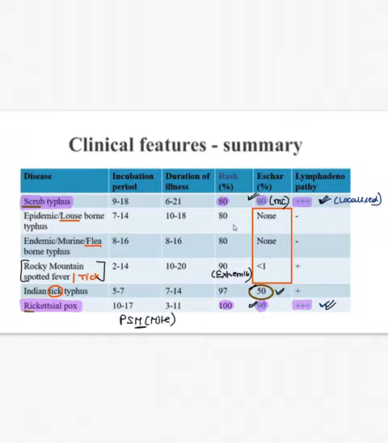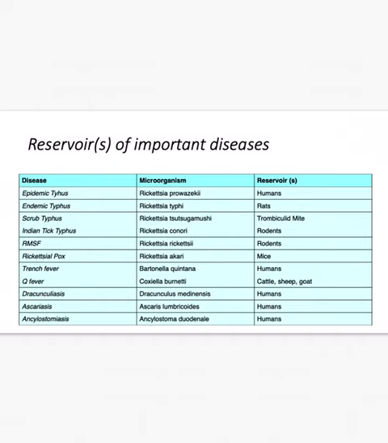So see, here I have come to a table where the reservoir and the most important things have been listed. Epidemic typhus, recall, guys, epidemic is prowazekii. Endemic, men wear a tie, N, that is murine, that is typhi. Scrub typhus is tsutsugamushi. See, India has a corona, that is conorii. Rocky Mountain, one cannot climb if you have rickets, that is rickettsii. See, pox is, pack a box of bag, that is akari. Trench fever, guys, is Rochalimaea or Bartonella quintana. Q fever, guys, is Coxiella burnetii. Dracunculosis is Dracunculus medinensis. Okay, these are some other things that have been given in the table, guys.